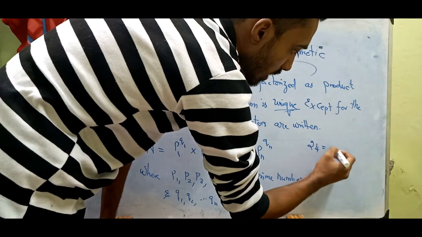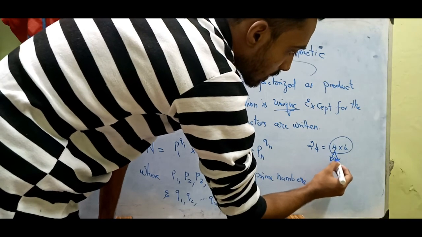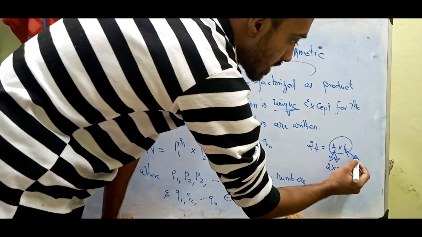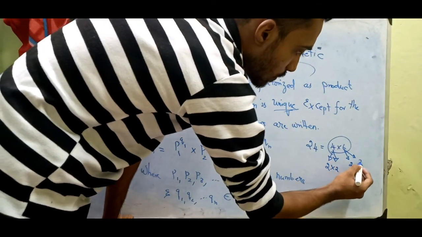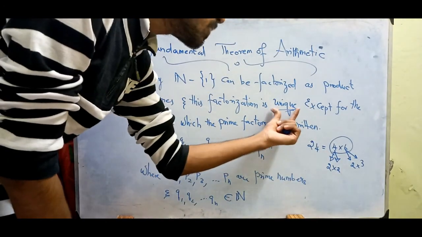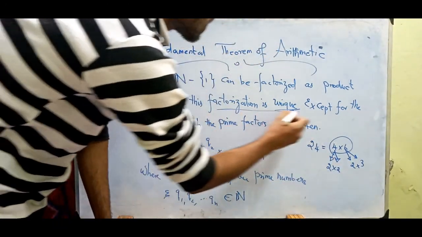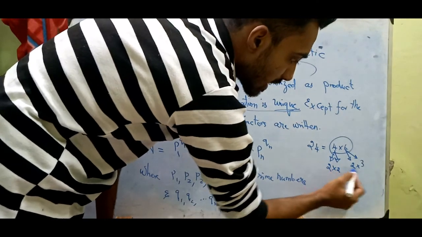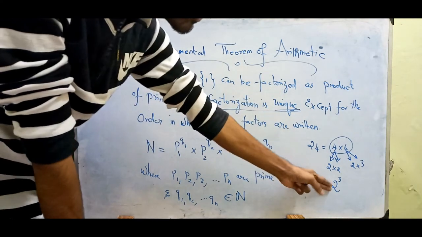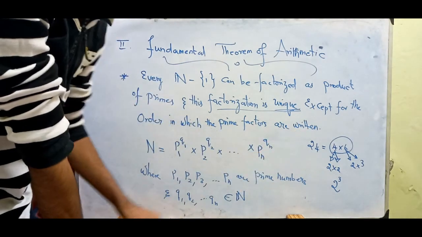We know 4 times 6 is 24. In this also we need to take only prime numbers. This 4 can be split into 2 times 2, and this 6 can be split into 2 times 3, right? So what are all the prime factors? You have to collect all of them, and that should be unique, not more than one factorization. So the factorization is unique. 2 appears 3 times, that is nothing but 2 raised to the power 3, and this is unique. And also the order in which the prime factors are written.